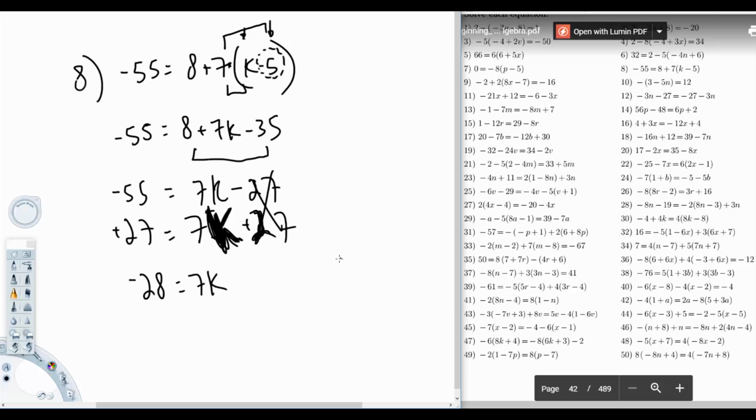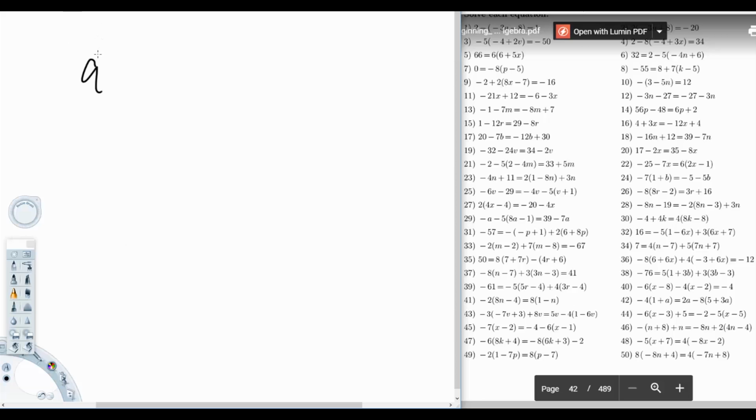So far, so good. So 7k is really 7 times k. So how do we get rid of this 7? Well, we divide by 7, right? Anything you multiply by 7, if you divide by 7, you'll get back to the original number. So we divide both sides by 7. And we get k equals negative 4, right? A negative divided by a positive equals a negative.